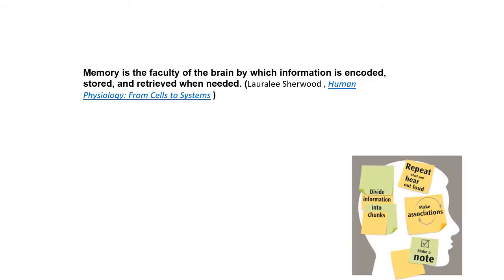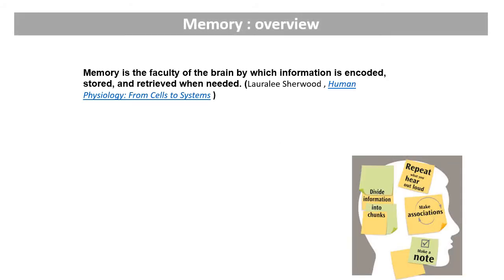Now today we'll be starting with memory. Memory is basically whatever information you are gathering from your senses, and how you are encoding it and also storing it for later use, right? So let's delve into the definition of memory. Memory is basically the faculty of brain by which information is encoded, stored, and retrieved when needed. This definition is from Sherwood, published in Human Physiology: From Cells to Systems.